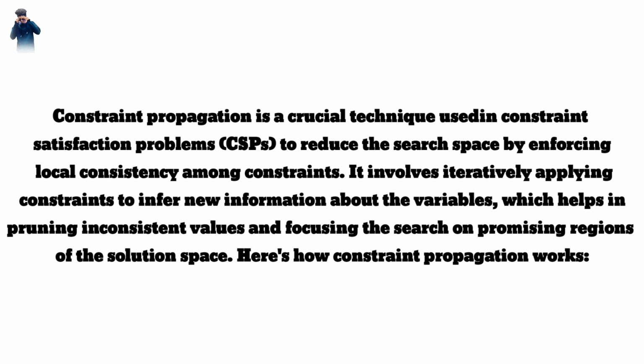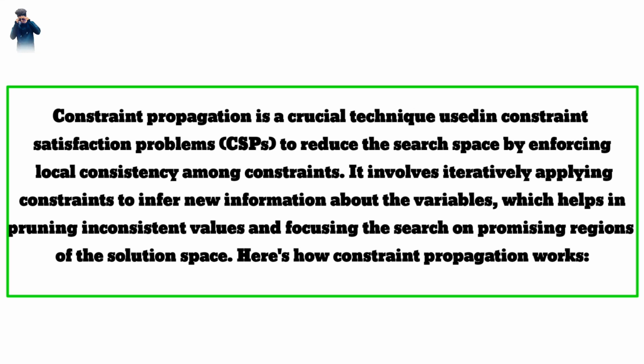Constraint propagation is a crucial technique used in constraint satisfaction problems, CSPs, to reduce the search space by enforcing local consistency among constraints. It involves iteratively applying constraints to infer new information about the variables, which helps in pruning inconsistent values and focusing the search on promising regions of the solution space. Here's how constraint propagation works.